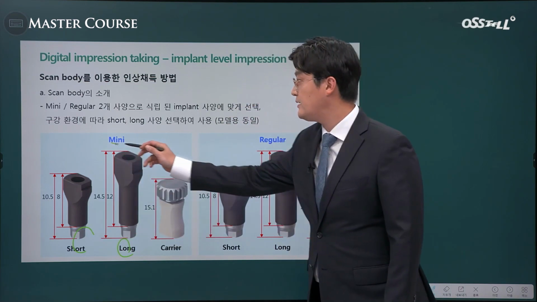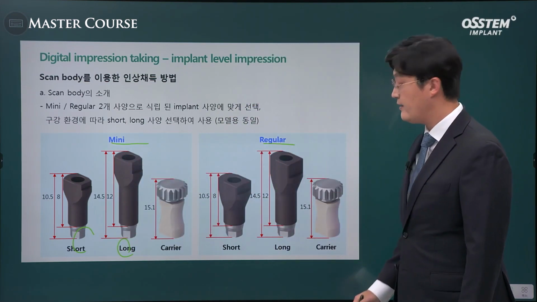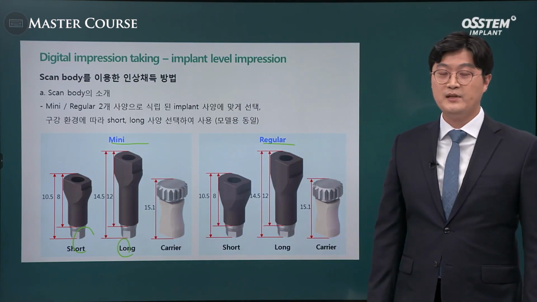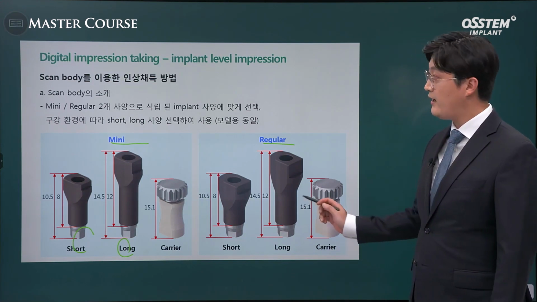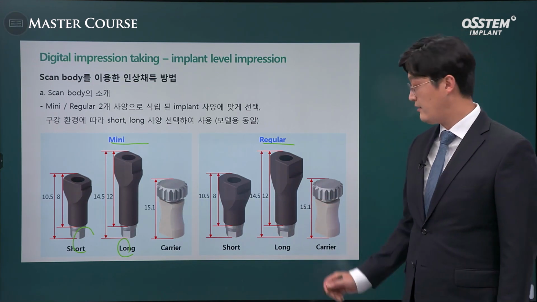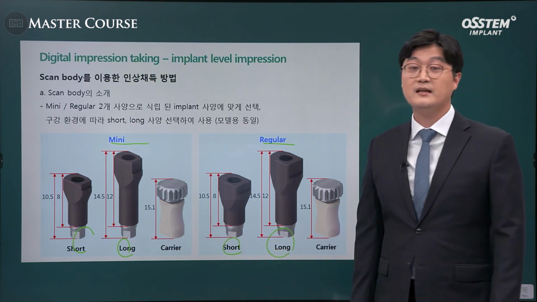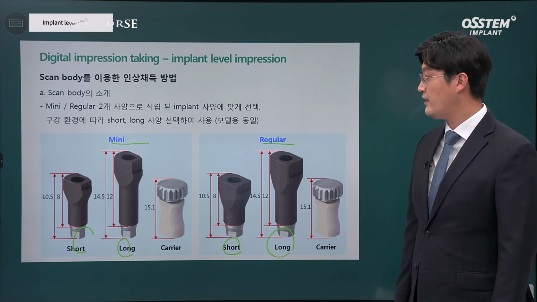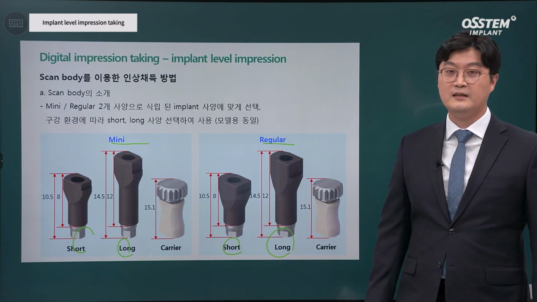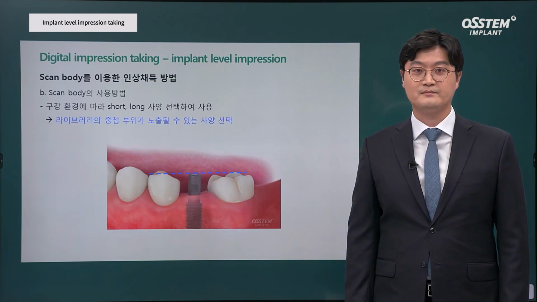There are long type, short type, mini and regular types. For implant prosthesis, I use a digital impression for nearly 100% of cases, and I only have the long type. The short one is hard to connect when an implant is placed deep, so I only use the long one.